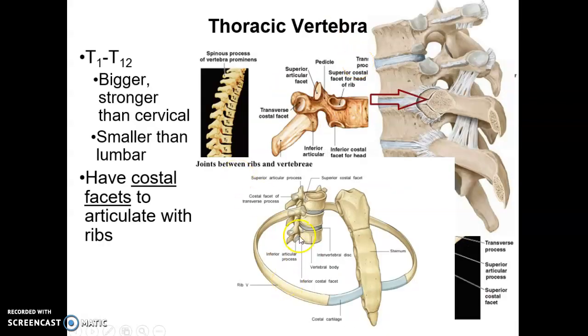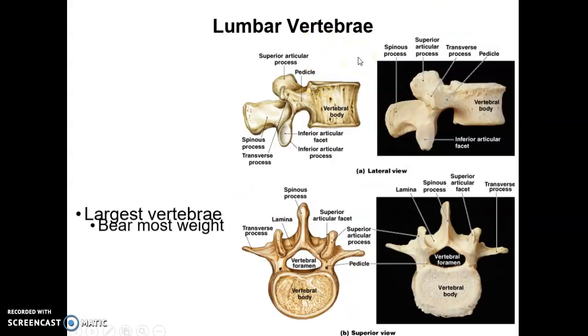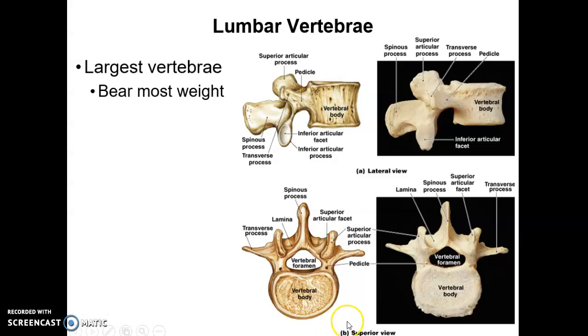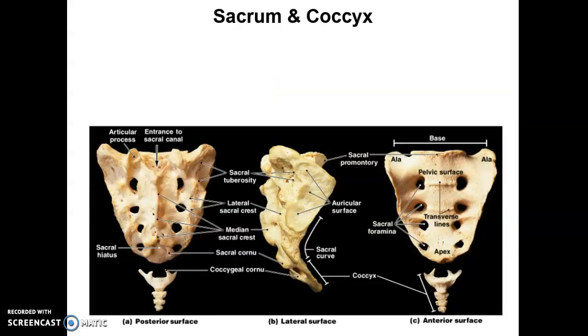And moving down inferior to this would be the lumbar vertebrae. Largest vertebra, especially the body, because they hold more weight. Nice thick body. No costal facets because they do not articulate with the ribs. And then below that we get to this weird structure, the sacrum, and below that, inferior to that, the coccyx, or the tailbone. So the sacrum is formed by a fusion of 5 sacral vertebrae, 1, 2, 3, 4, 5.